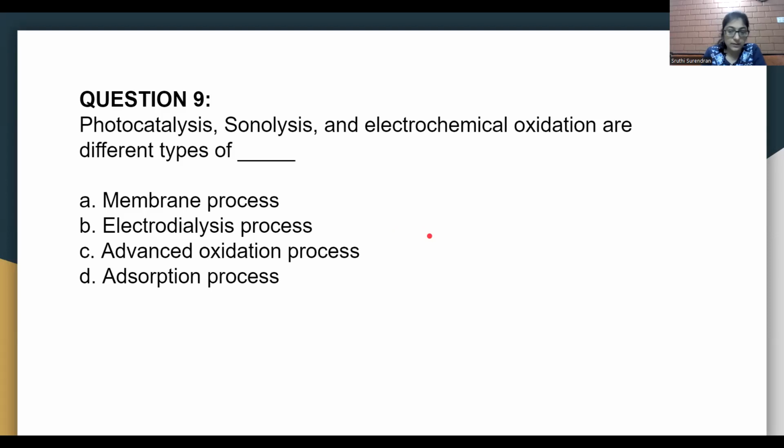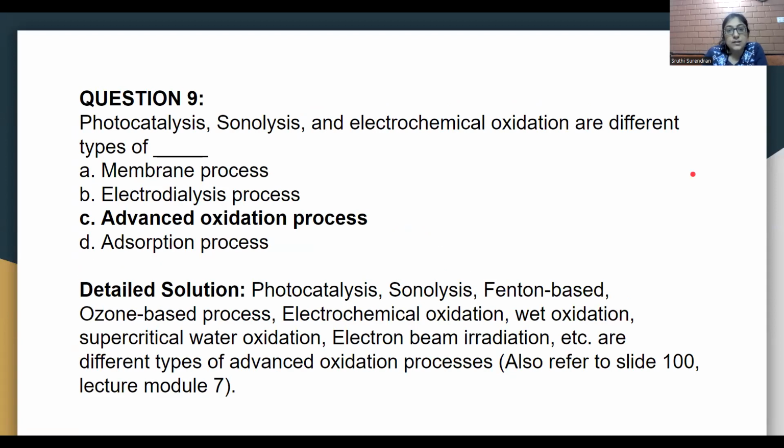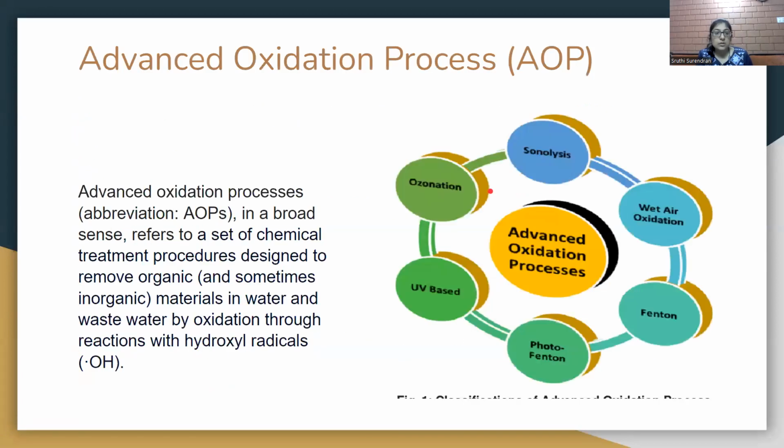Okay, let's move on to the explanation. Photocatalysis, sonolysis, and electrochemical oxidation are processes that come under advanced oxidation processes. Now, what is an advanced oxidation process? It is a chemical treatment procedure to remove organic, and sometimes inorganic, materials through oxidation reactions with hydroxyl radicals. This is the basic process that happens in advanced oxidation processes.